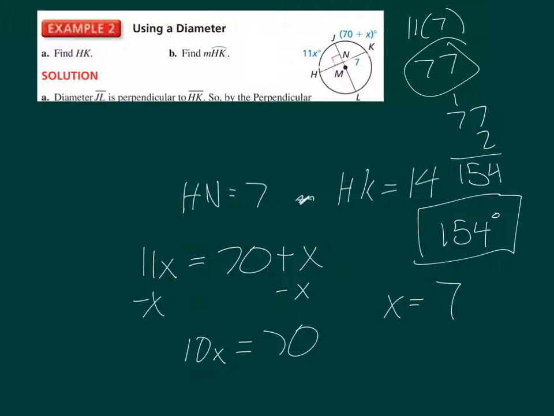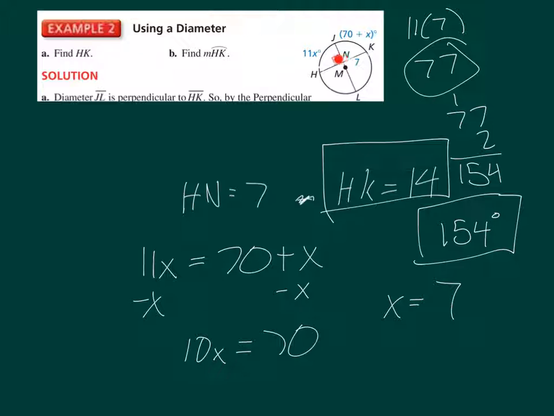Now, sometimes students get a little ahead of themselves when they're solving things like this. So we found both. HK is 14, and the measure of arc HK is 154. Sometimes students will get a little bit ahead of themselves and just assume.